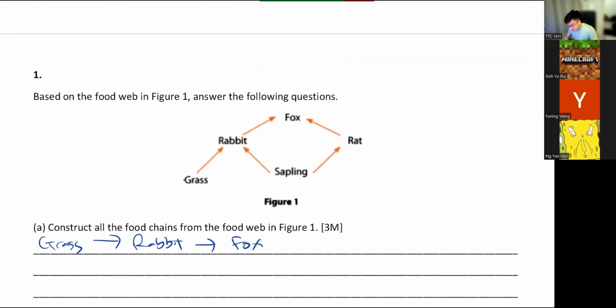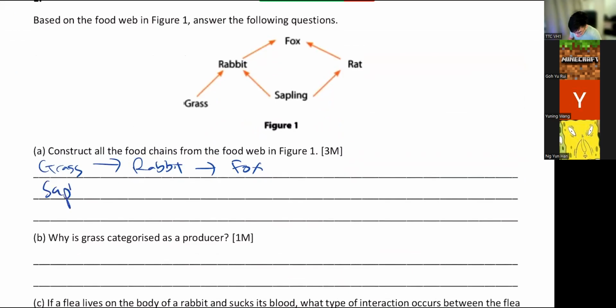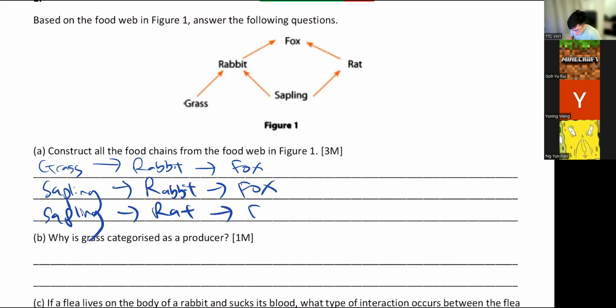So grass, rabbit, and fox, this is our first food chain. And our second food chain, what is a sapling? Sapling is your baby tree, something bigger than a seed, basically a small tree. So you have your sapling eaten by rabbits, eaten by fox again. And then the third food chain, you have your sapling eaten by a rat, eaten by a fox. So you have 3 food chains here. When you put these 3 food chains together, you will get a food web. Simple.